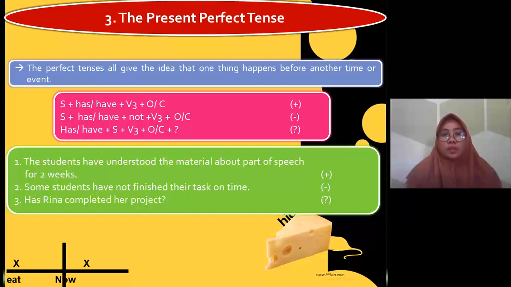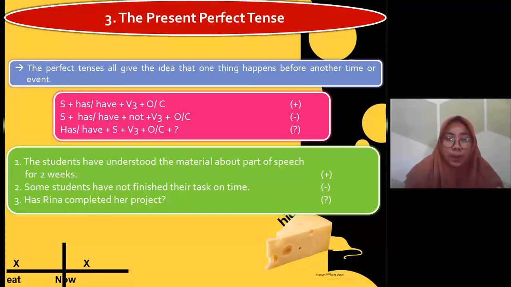If we talk about the present perfect tense, we can use it if we want to express that one thing happens before another time or event. Okay, the keyword is you must use verb 3 in your sentence. But before verb 3, you must put has or have. Has is for the subjects she, he, it. And then have you can use for the subjects I, you, we, they. Okay.